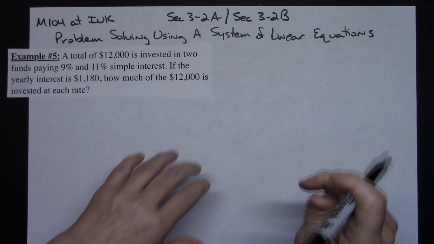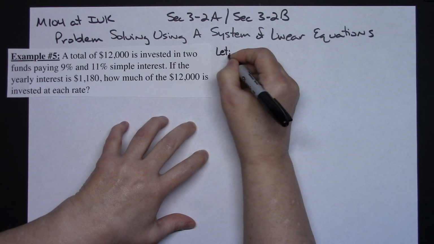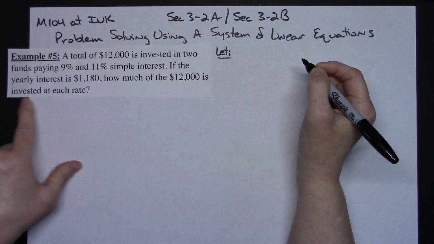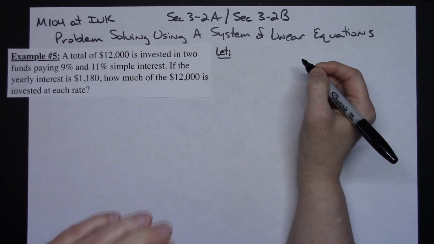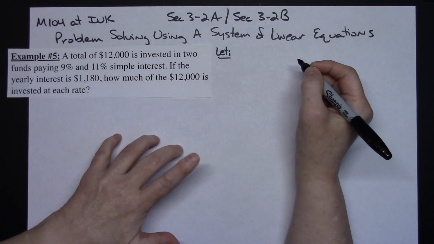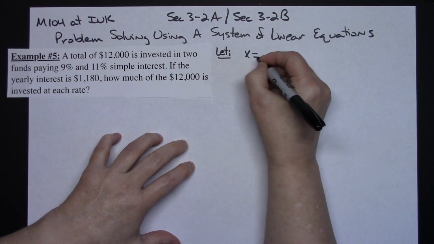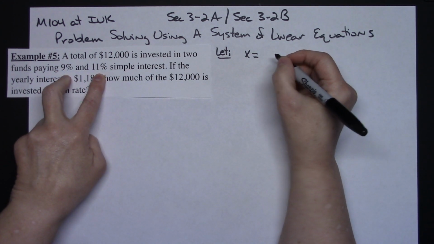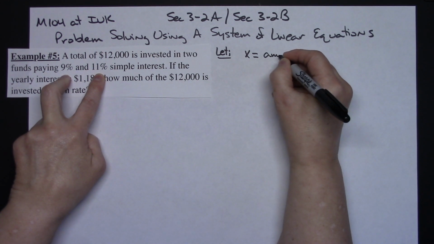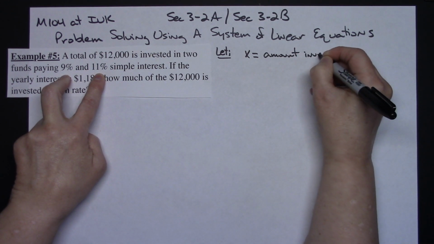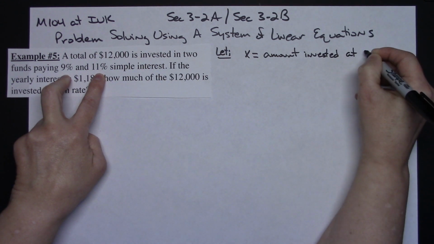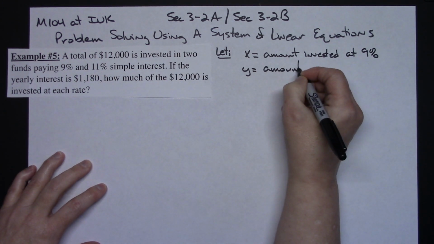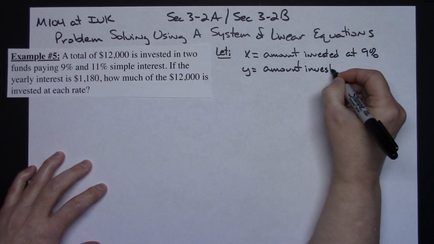All right, as always, we're going to start by defining our variables. Go to the question and see what it's asking for. How much of the $12,000 is invested at each rate? So I want to know how much is invested at each rate, so that's how I'm going to define my variables. I'm going to let x be, and here again it doesn't matter which one you pick, I've got two investments, one at 9% and one at 11%, so I'm going to let x be the amount invested at 9%, and then I'm going to let y be the amount invested at the 11%.